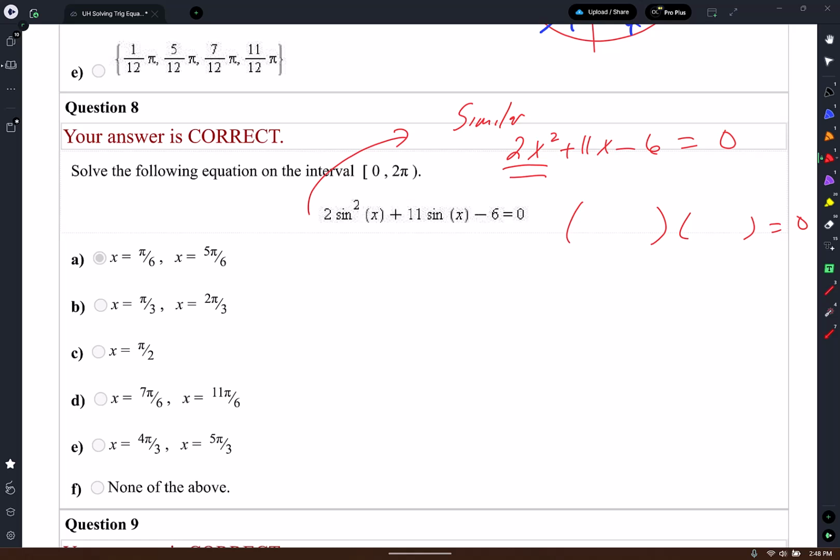Thank you. You see that 2x squared? There's only one way to get 2x squared. What times what? Yeah, that's the only way: 2x times x.